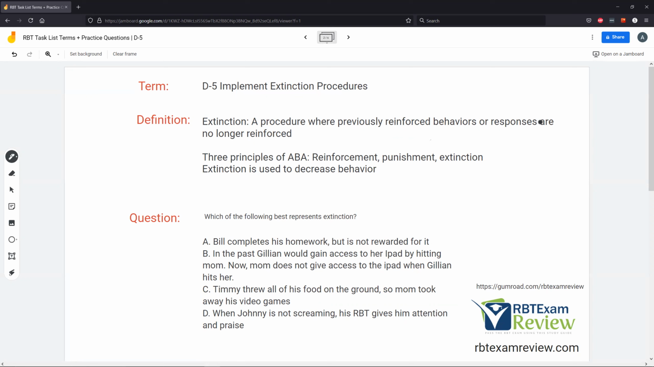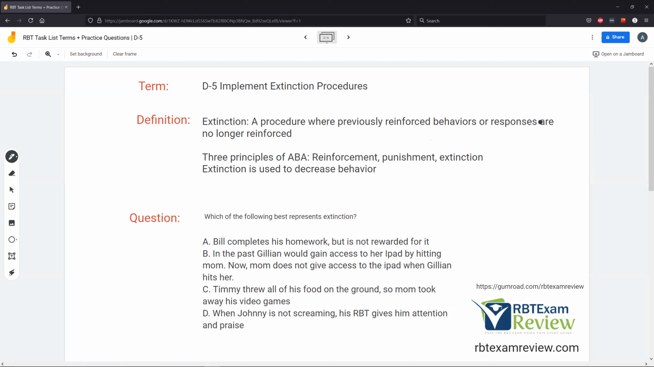Extinction is one of the three principles of ABA. Our three principles are reinforcement, punishment, and extinction. Okay, so that's how we change behavior. Reinforcement increases, punishment and extinction decrease. Extinction, of course, is used to decrease behavior.